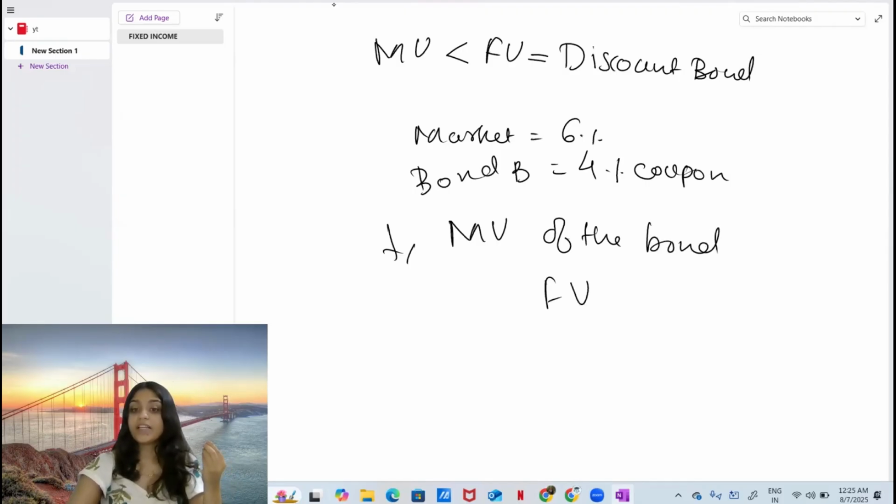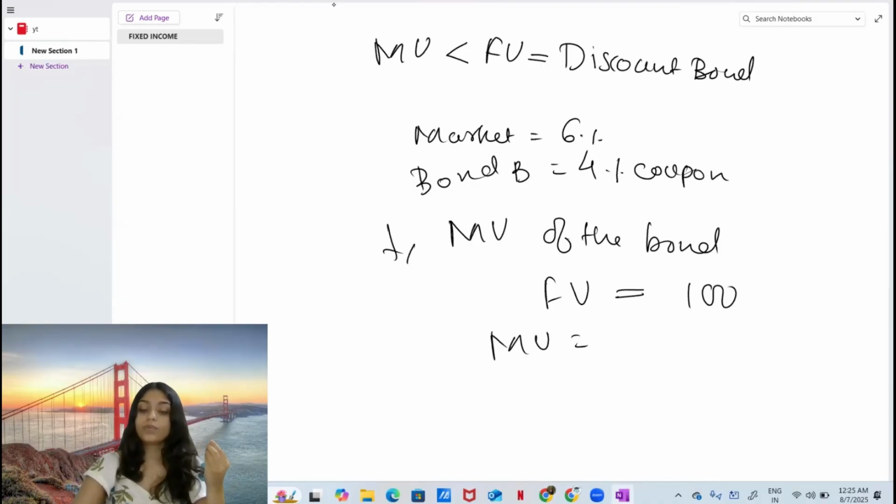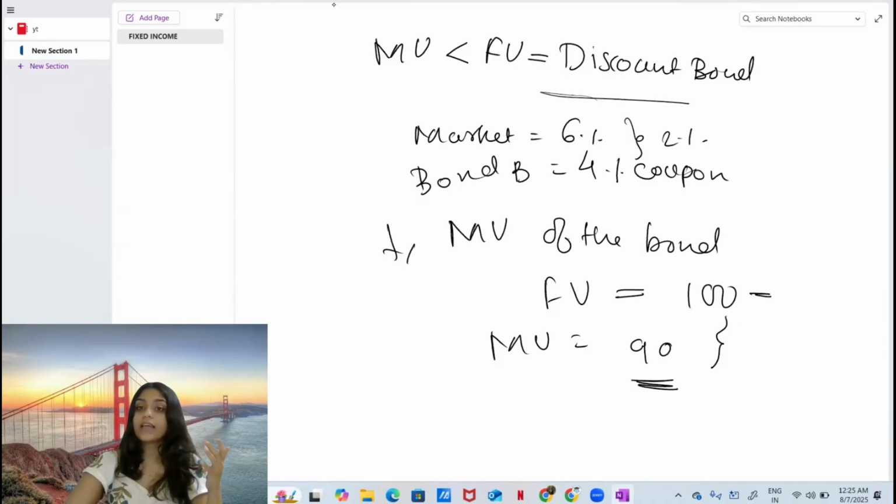So, for example, if the face value of the bond is 100 and, suppose, the bond is currently trading at 90 rupees. For a face value of 100, at maturity you'll get 100 rupees, but you're getting the bond currently at 90 rupees. So obviously, for the difference, you are willing to compromise on the 2% difference here. That's when you say that this bond is trading at a discount.